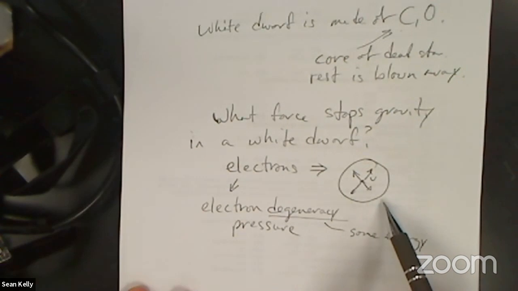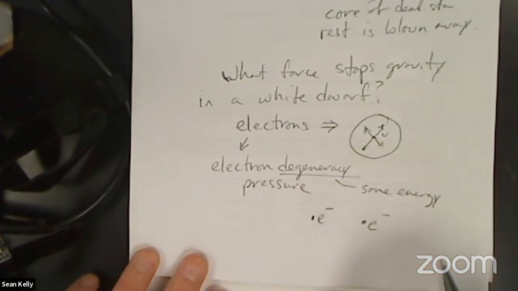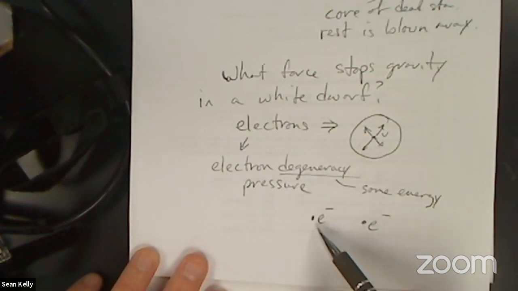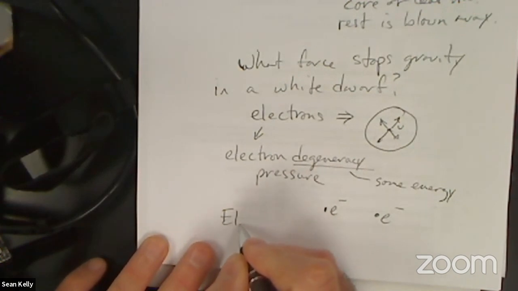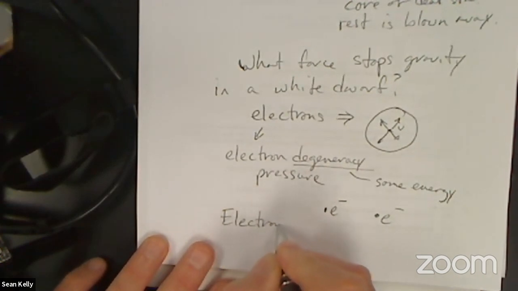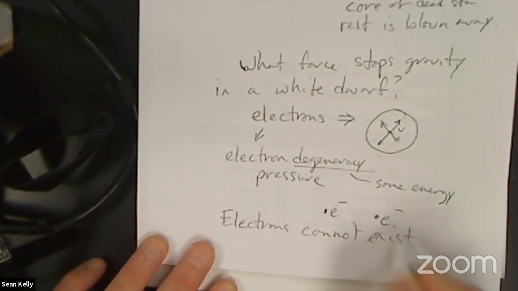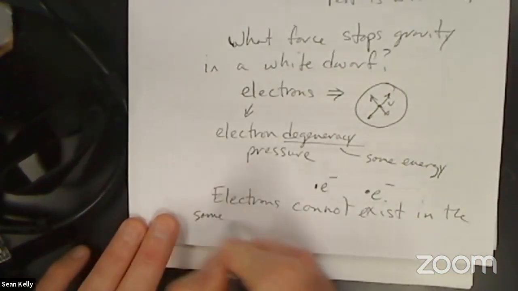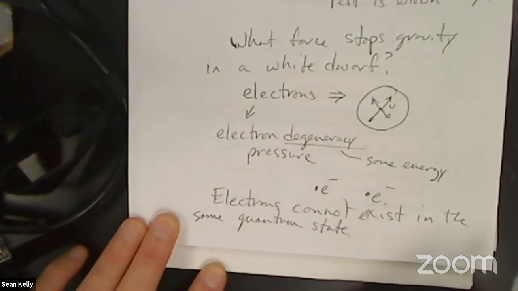They push against each other. This is not just the repulsive force, right? We know that electrons repel each other already, but it turns out it's another force. This degeneracy pressure is because electrons cannot exist in the same quantum state. It is not possible, okay?